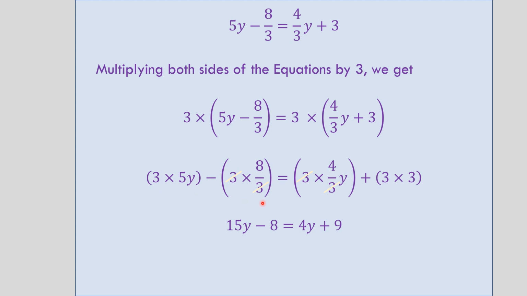Now, after multiplying by 3 on both sides, on the left hand side we will get 3 times 5y minus 3 into 8 by 3, and here these 3 get cancelled, so LHS becomes 3 into 5y, which is 15y minus 8. Similarly, on the right side these 3 also get cancelled, so we will be having 4y plus 9.